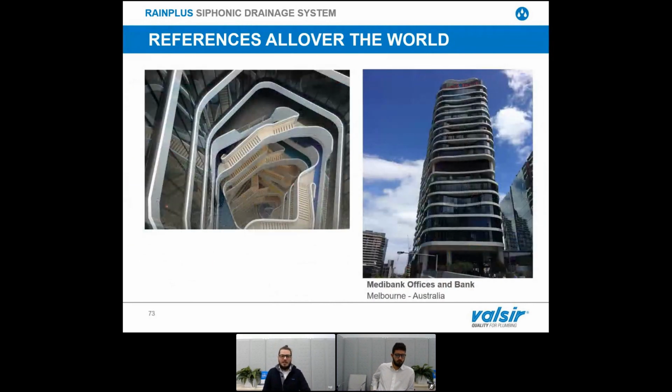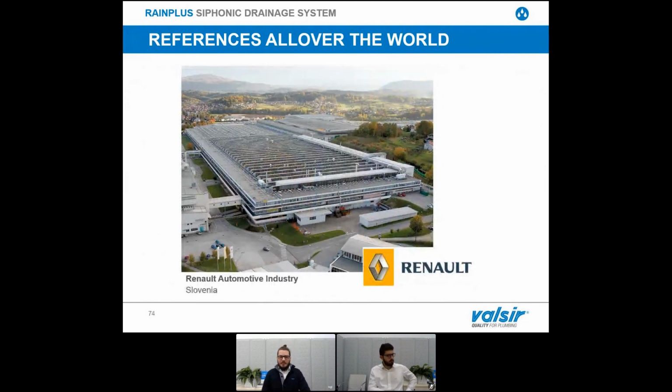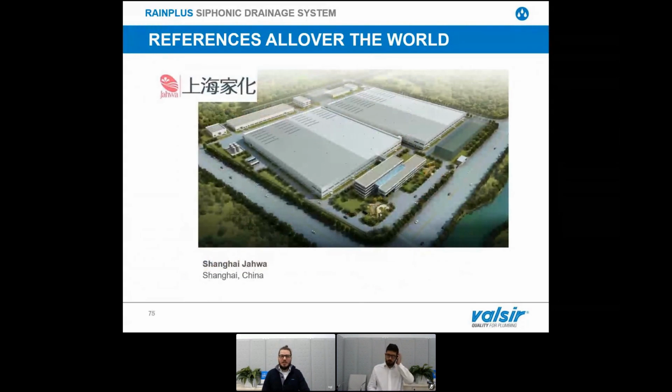Another tower here in Australia, where we installed our Siphonic system, also thanks to our BIM families for Revit, because we supply to the designer also the Revit models for their project, because we have the complete range of families also for the Rainplus system. Or another factory here, the Renault factory in Slovenia, which as you can see is really big. The surface is really wide, same as this logistics center in Shanghai, China. So you can understand that you can maximize the performance of a Siphonic system in this type of building, when you have a lot of surface to drain. Thank you for your attention.